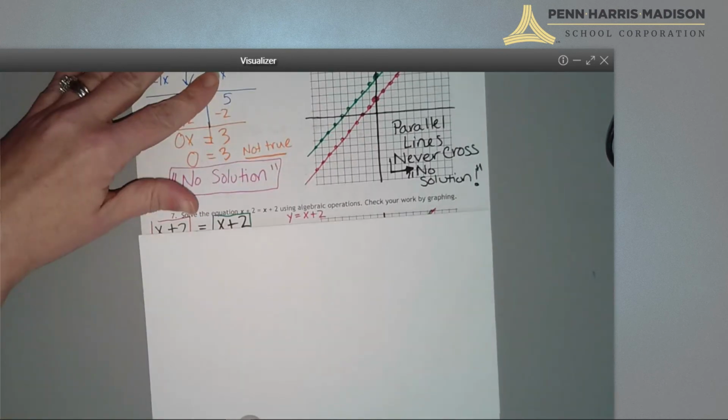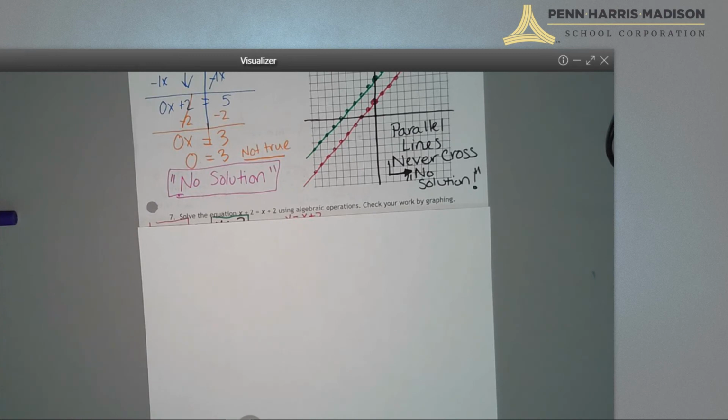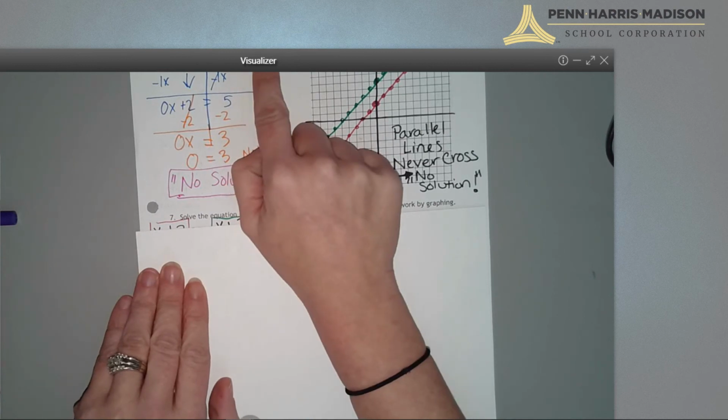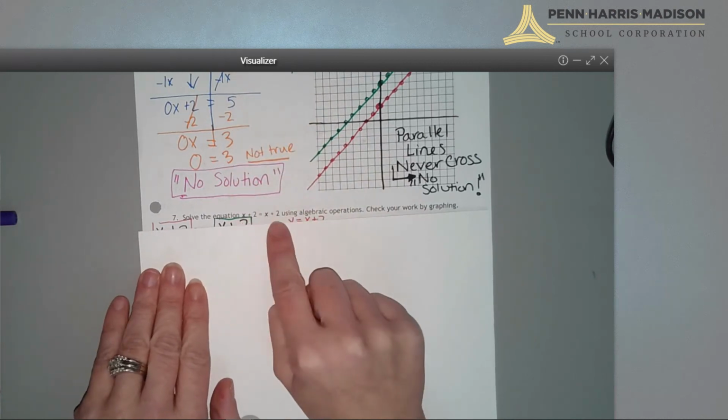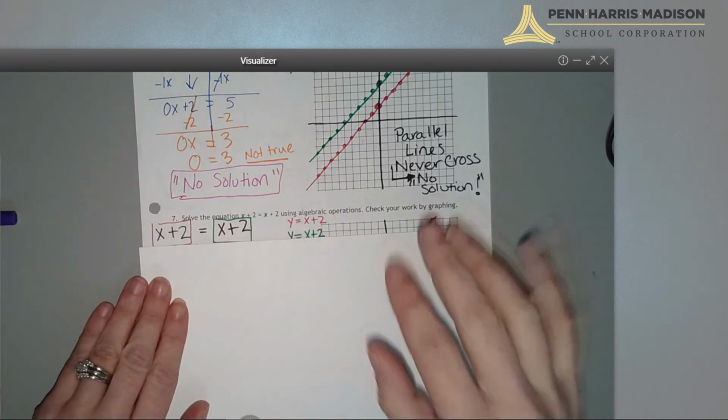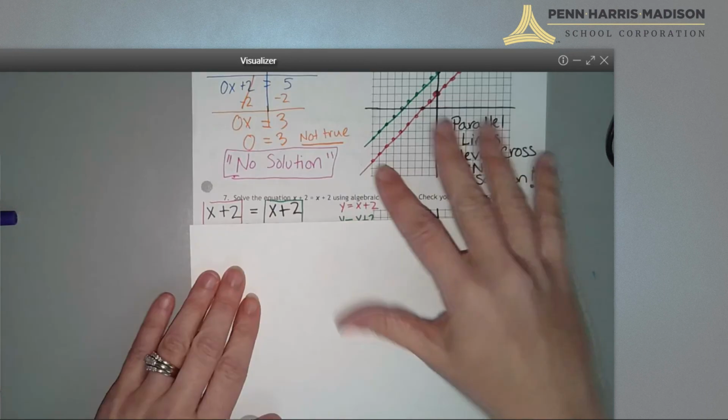Okay. Now let's take a look at this next one. Same exact idea, guys. My problem changed a little bit. Instead of x plus 2 equals x plus 5, it says x plus 2 equals x plus 2. Now, some of you guys may be thinking something already, but let's just do the math here. Let's go ahead and solve this.